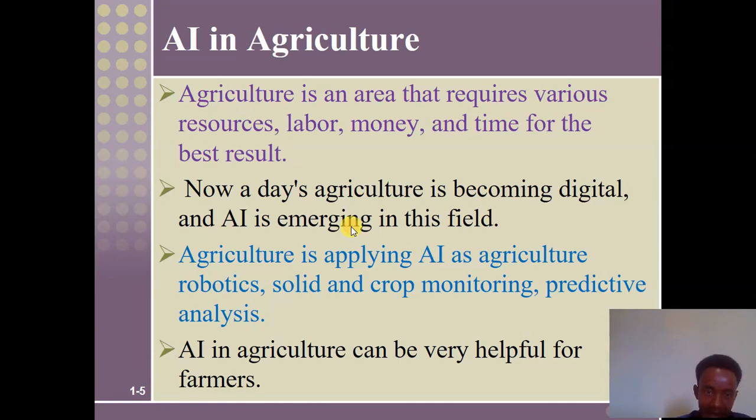Agriculture is the backbone of a country's economic development. So it is very important to support agriculture by using scientific knowledge and artificial intelligence. Artificial intelligence applied in agriculture includes robotics, soil and crop monitoring, and predictive analysis of the crops.